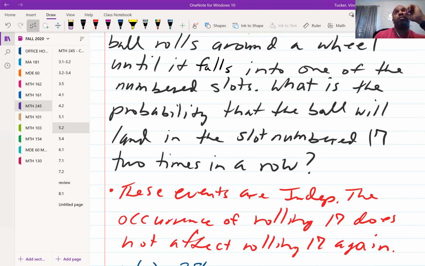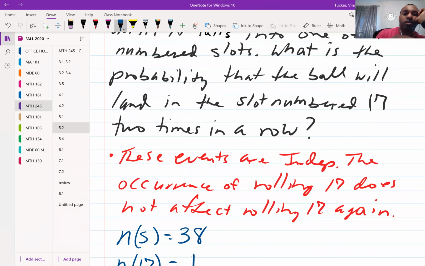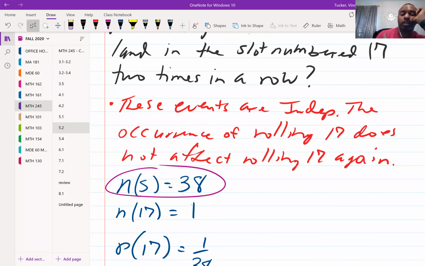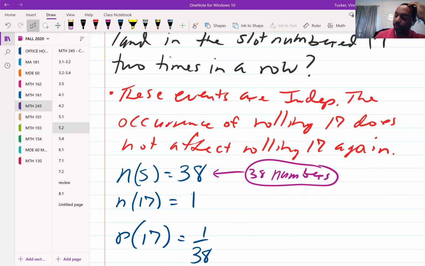All right, so we have to find the probability of rolling 17. So we see that our sample space, we did this all last class, looking at our sample space, we have 38 numbers. Talking about 0, 00, and then 1 through 36. 17 is just one of those numbers, and it doesn't appear more than once. So it's just one as far as the number of our event is concerned. So you have 1 over 38 as our probability.